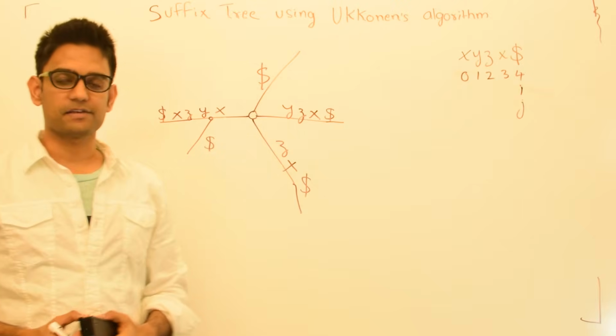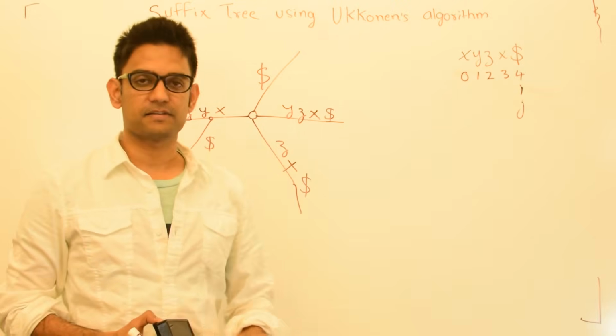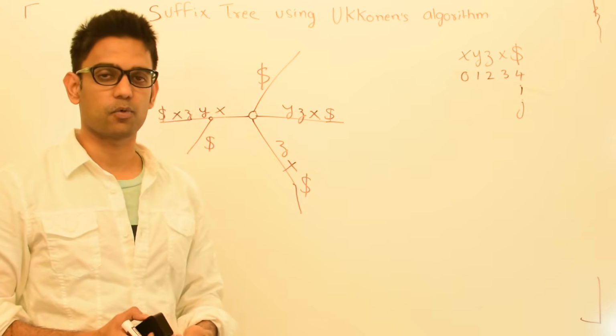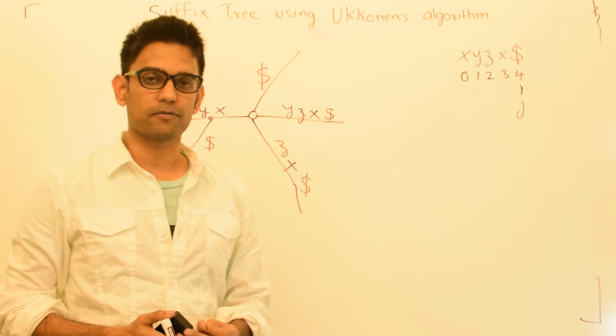dollar. It's easy to see why it is an O of m cube time algorithm. For every phase, I'm doing O of m square time work, and there are m phases, so the total algorithm time is O of m cube.